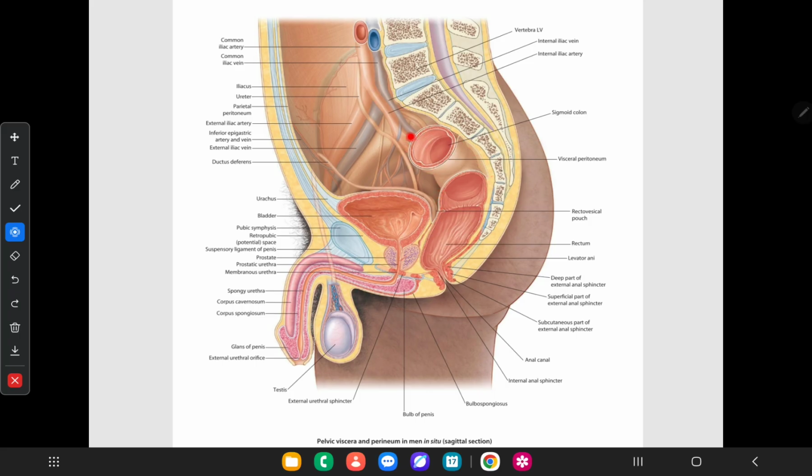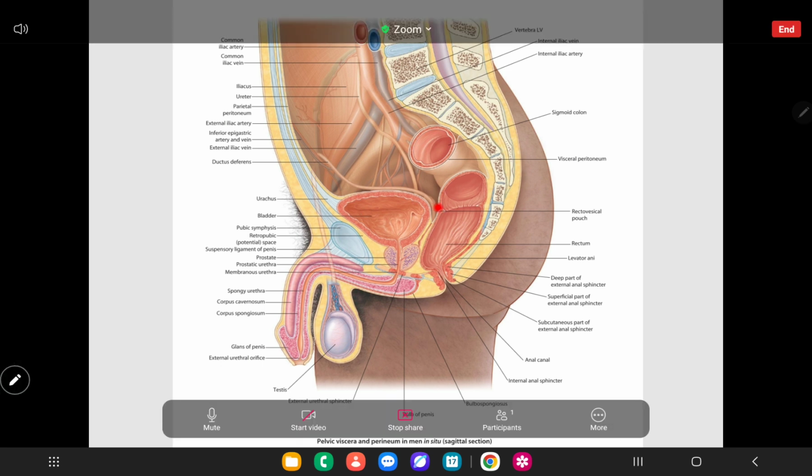Here, this is the sigmoid colon. Here you can see it forms the rectovesical pouch by the peritoneal lining. Rectovesical means, recto means rectum here, and vesical means bladder. In between rectum and bladder, you have the rectovesical pouch.